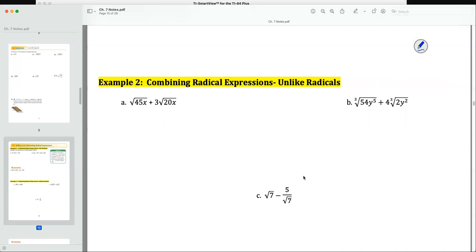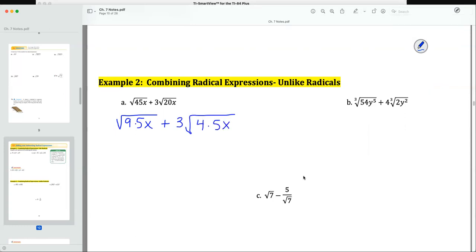So looking at letter A, we have the square root of 45x plus 3 square root of 20x. Well, what we would want to do first is simplify the radicals to see if they end up with the same thing inside once we do the simplification. So since we're talking about the square root, we're looking for perfect squares. Perfect square factors of 45 would be 9 times 5. So I'm going to rewrite this as the square root of 9 times 5x. Plus 3, I'm going to rewrite 20 as 4 times 5x.